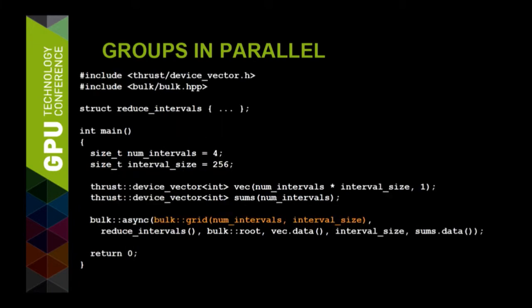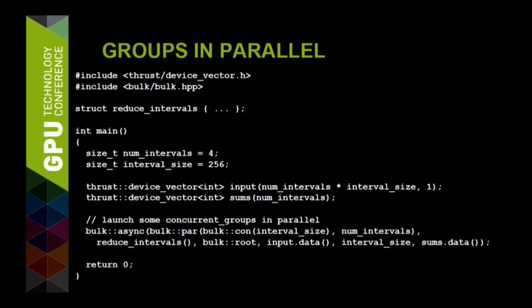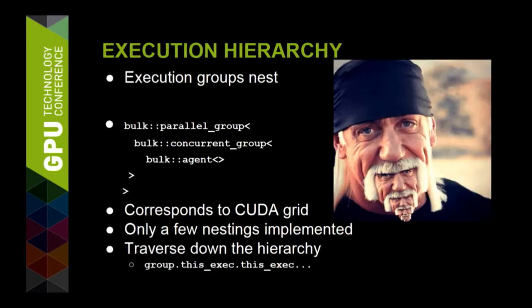And I just wanted to point out that in this call, before we said par of con, we nested these two execution policies together. The shorthand for that is just grid. So this is just like a CUDA grid. We have num intervals, essentially CUDA blocks, and then each one of these blocks has some size. So it's basically a one-to-one mapping between this bulk style of describing the computation and CUDA.